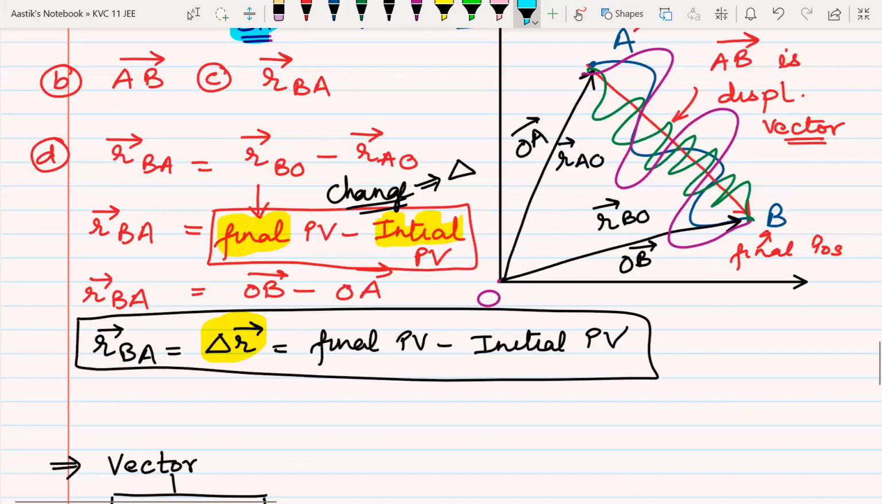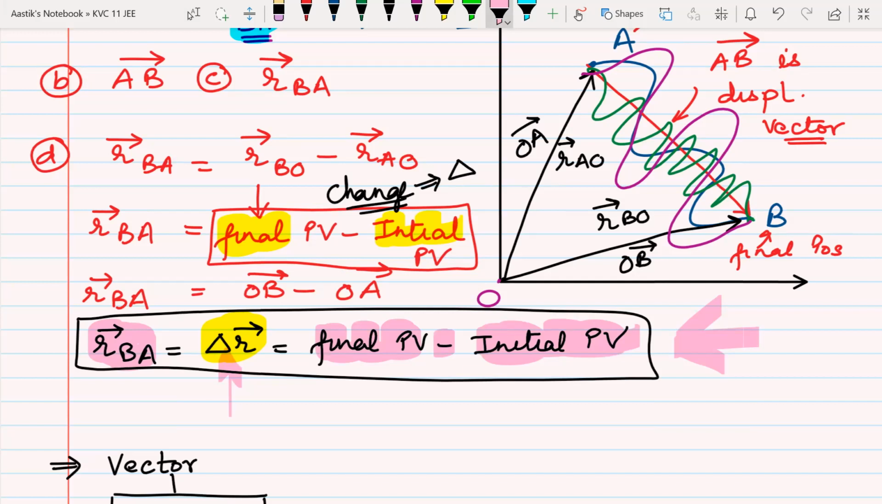Remember this? Then we had also seen that displacement is written as delta r vector, which is final position vector minus initial position vector. And we had seen what a position vector is. A position vector is a vector which tells us the position of a particle. Yes or no? Yes, sir. Okay.